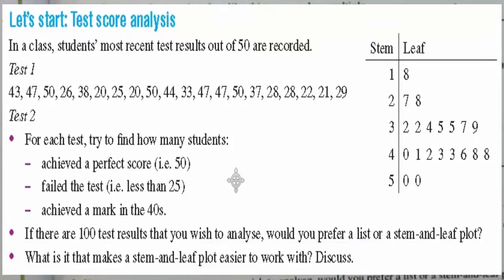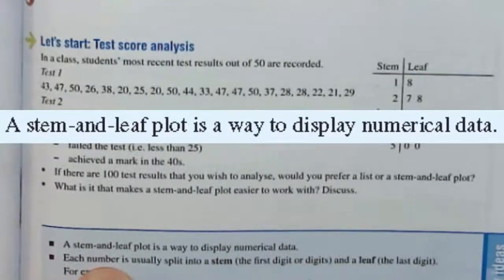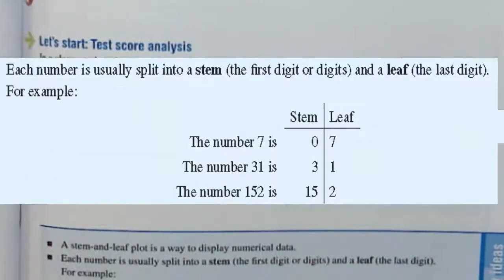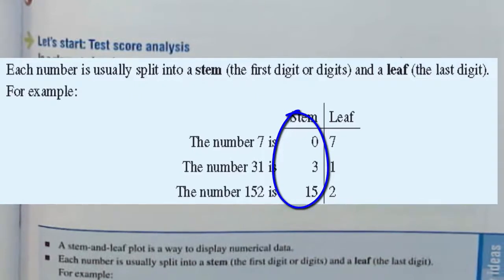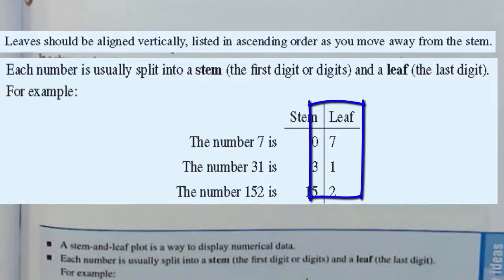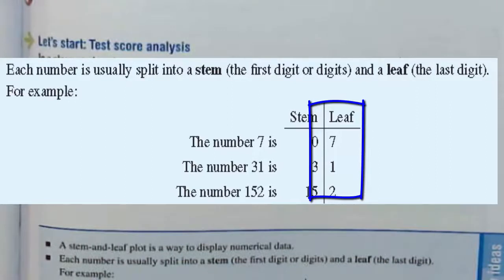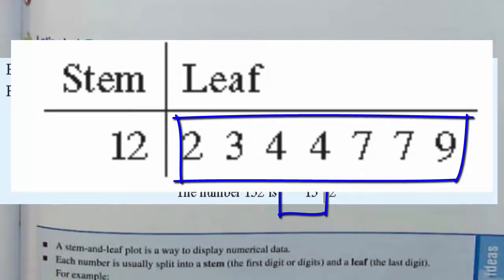Now moving down to the key ideas. In the blue section down there, a stem and leaf plot is a way to display numerical data, so numbers are used in this. Each number is usually split into a stem, the first digit or digits, so usually your tens, your larger parts of your number, and a leaf, the last digit. We've seen some of those examples there. Leaves should be aligned vertically, so that you create an order for those as well, and then ascending order as you go out. So if you've got 15 and 17 and 12 and 13, you organise those, put them in an order.